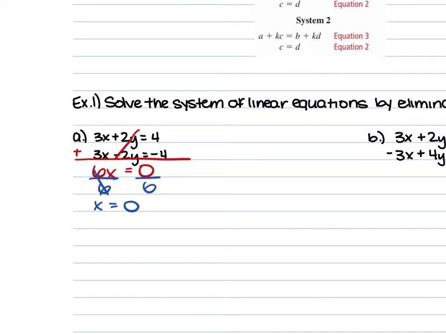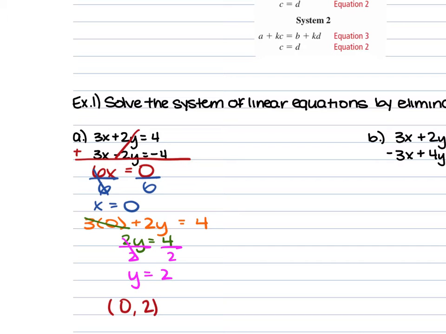So this is going to give me 3 times 0 plus 2y is equal to 4. The 3 times 0 cancels out, so that we just have 2y is equal to 4. We divide each side by that 2, and we get that y is equal to 2. So our solution to this is 0, 2.